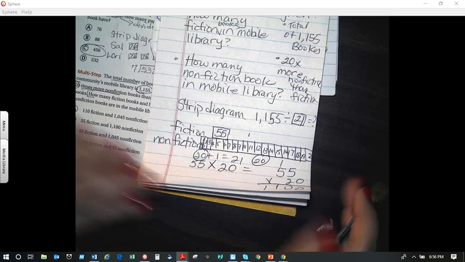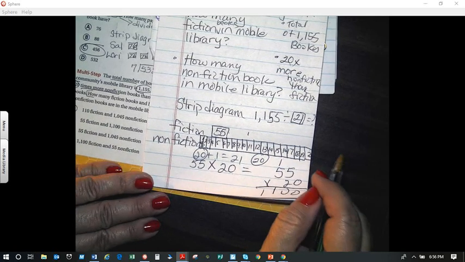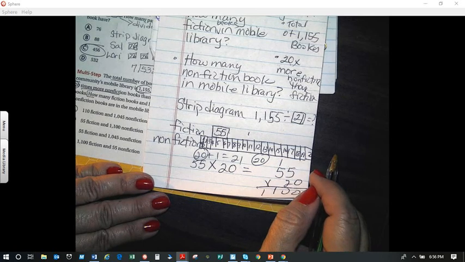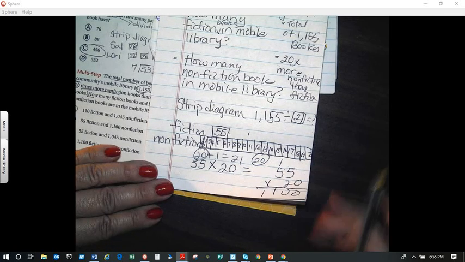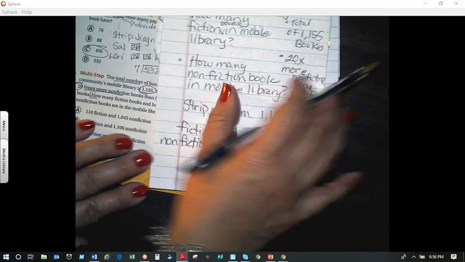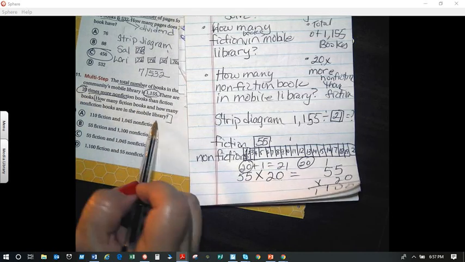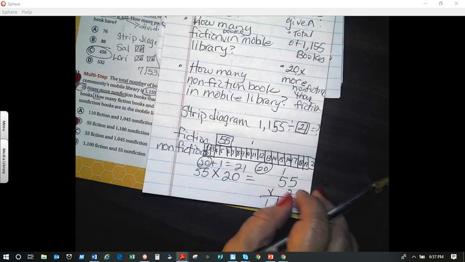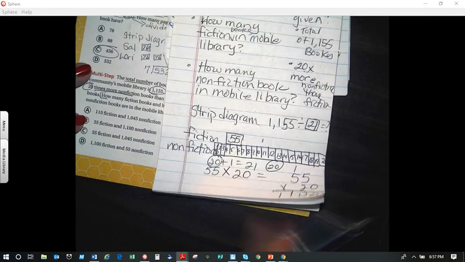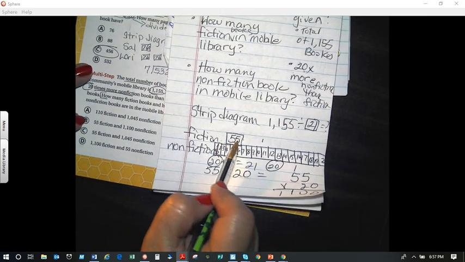What did I do wrong? It's 0. Did I do it backwards? What did I do? Did I read it wrong? I'm not feeling well. 20 times more nonfiction books than fiction books. So how many fiction books and how many nonfiction books are in the mobile library? Okay, so let's take a look at what we have. My fiction, I have 55. Here's 55.